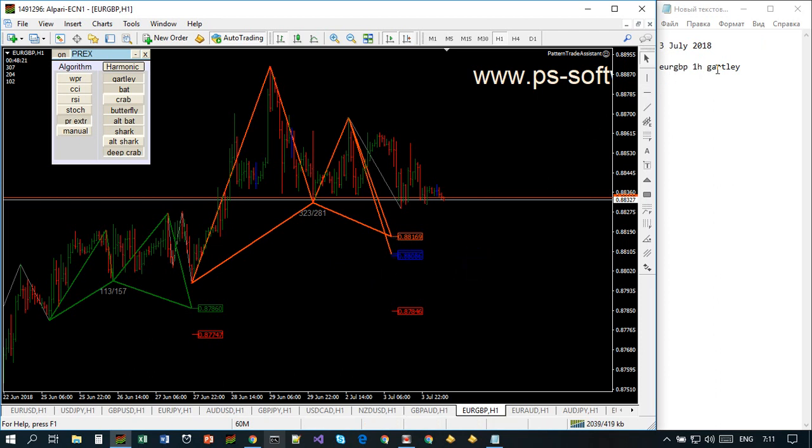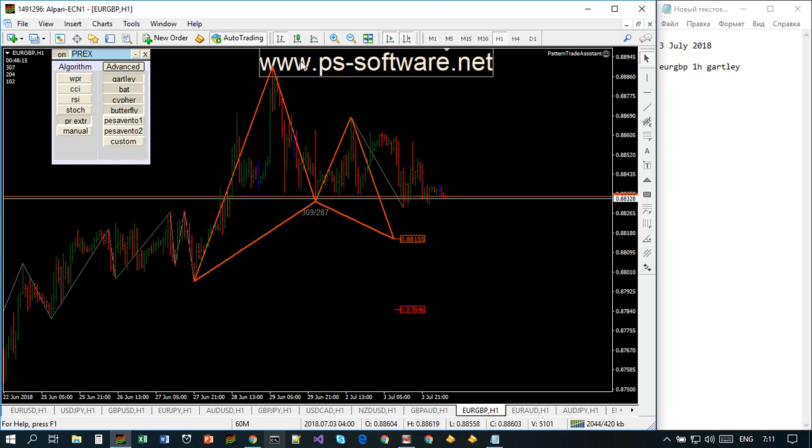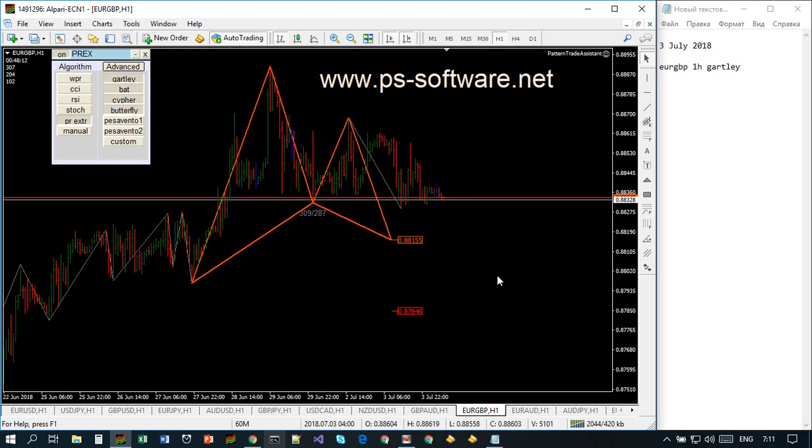Okay, just pay attention to this. It is both harmonic and advanced. It is coinciding. It is a rare situation when it coincides, but sometimes it happens.